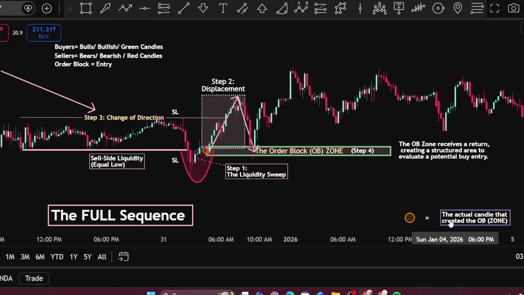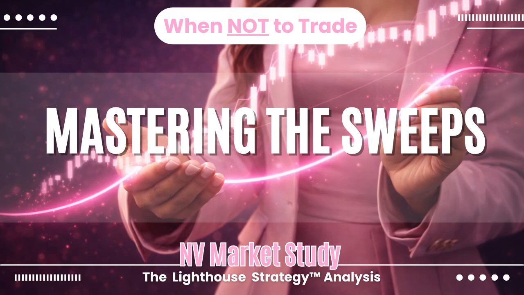So I hope that this breakdown was very clear. I hope I added the visuals to help you understand. Take a screenshot or don't, because remember, this is in the guidebook. All right, so now we talked about when to trade. But now let's talk about when not to trade.